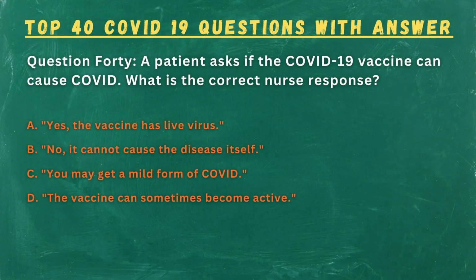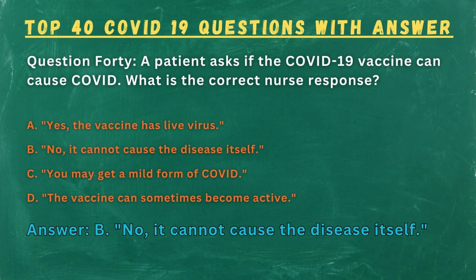Question 40. A patient asks if the COVID-19 vaccine can cause COVID. What is the correct nurse response? A. Yes, the vaccine has live virus. B. No, it cannot cause the disease itself. C. You may get a mild form of COVID. D. The vaccine can sometimes become active. Answer: B. No, it cannot cause the disease itself.